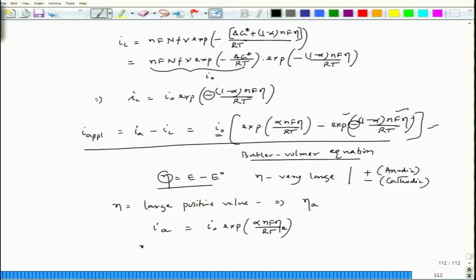So, this we can term as anodic overvoltage. Similarly, if eta has a large negative value, it will be considered as eta C, and this equation will go to I applied equal to I0 exponential minus (1 minus alpha) nF eta by RT. Interestingly, this equation is exactly similar to the earlier one. So we can write it as Ic, and this would become eta C.